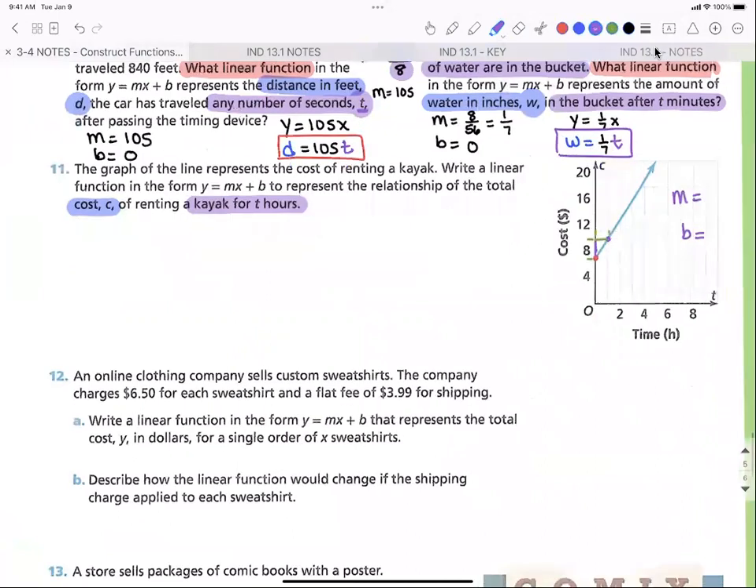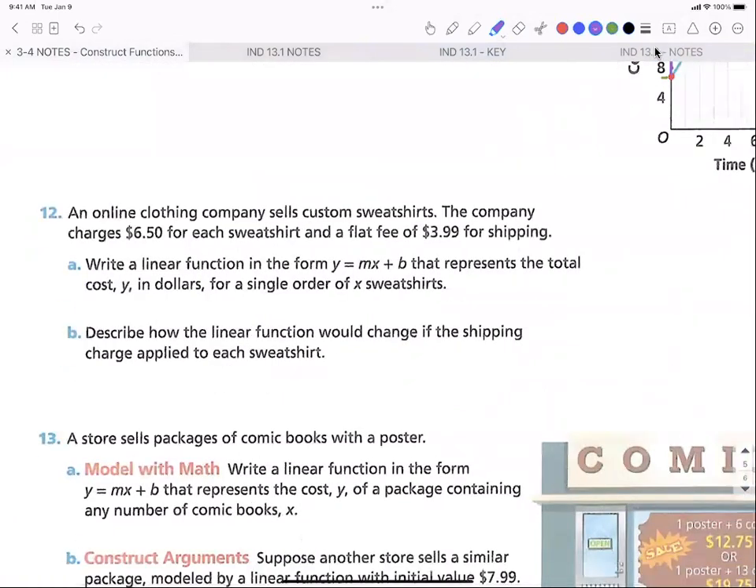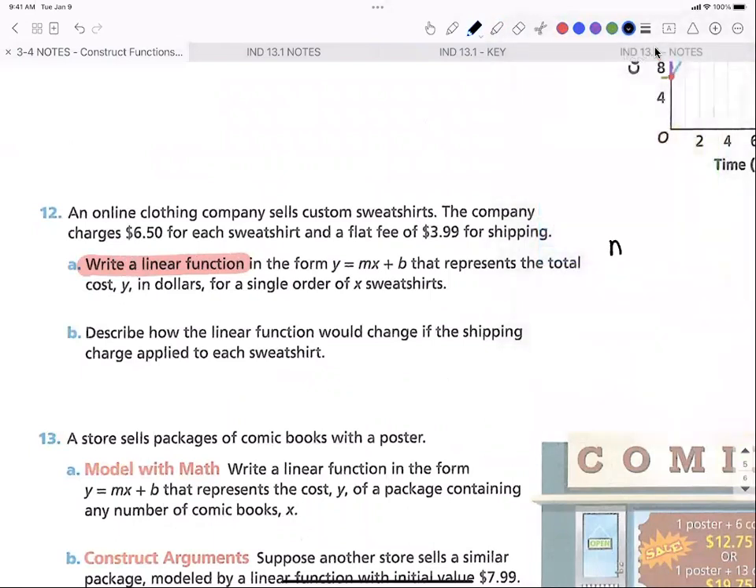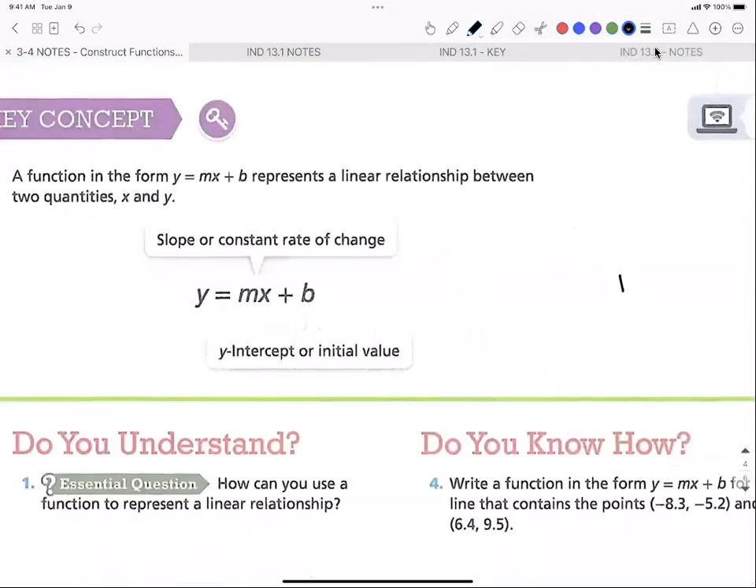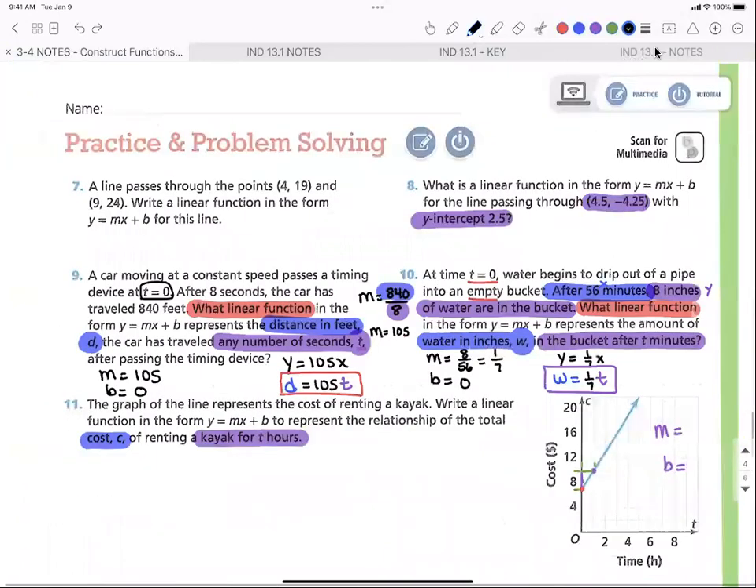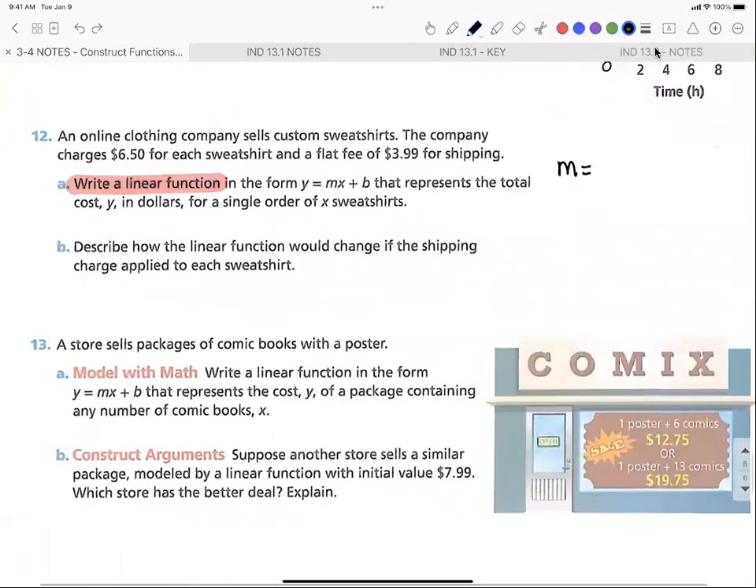So now I'm going to jump to number 12. Number 12 says an online clothing company sells custom sweatshirts. The company charges $6.50 for each sweatshirt and a flat fee of $3.99. Write a linear function. There's our first step. As soon as you see that, you should write that you need an M and a B. So I'm going to come out to the side here, and I know I need an M. Not sure why it jumped, but it did. I know I need an M, and I know I need a B.